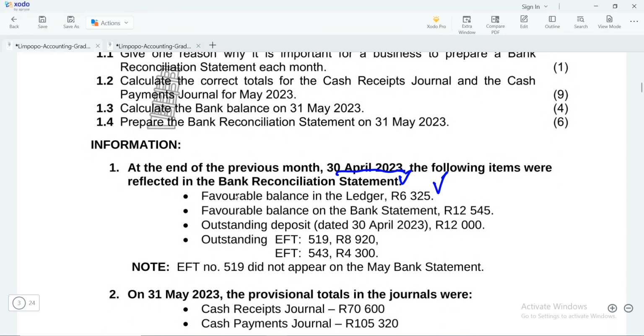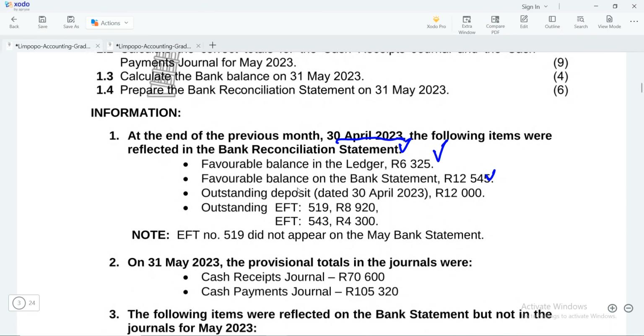Okay, next they're saying that favorable balance on the bank statement, obviously this will be reflected in the opening balance of the bank statement, so we will not highlight it in the current bank statement. And then we also have outstanding deposits, which was dated 12,000. We need to check, when we go to the things that appeared on the bank statement, if this was considered.